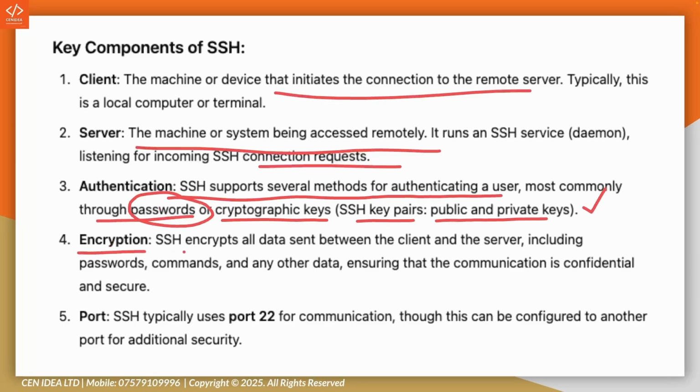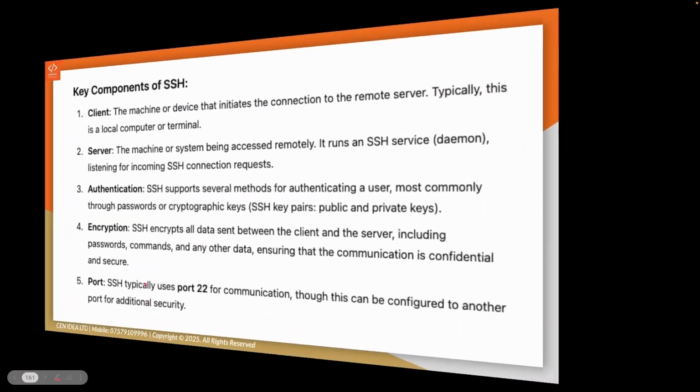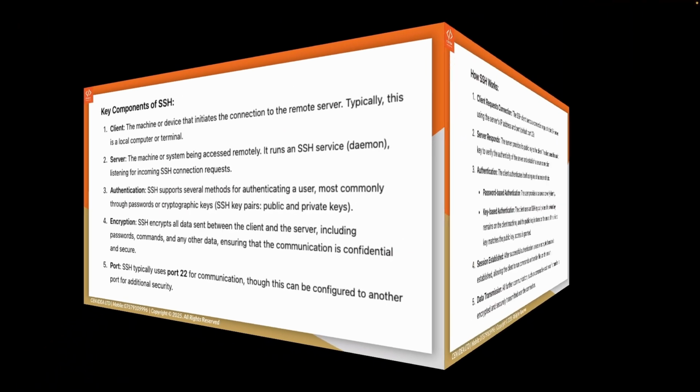Encryption means SSH encrypts all data sent between the client and the server, including passwords, commands, and any other data, ensuring that communication is confidential and secure, as we said at the beginning. That's the whole point of using SSH, for the benefit of this encryption of transmitted messages. The other thing we talk about in SSH is the port itself. SSH typically uses port 22 for communication. You can change it really, it can be configured to another port, but by default it runs on port 22 when you want to connect to a remote resource.